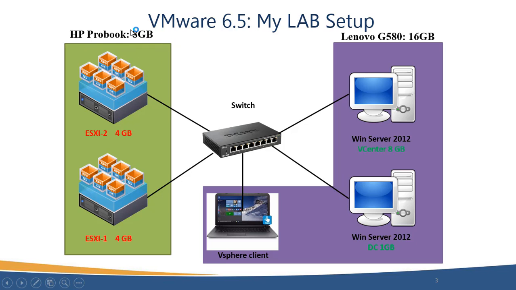So as you see here, in this laptop, the HP ProBook, I will install VMware Workstation, and inside the VMware Workstation, I will create two virtual machines. The first one is used to install ESXi 1, the second one ESXi number 2. And of course, if you have more RAM and you want to practice more situations, you can add ESXi number 3, ESXi number 4, etc. But the minimum is to have at least two ESXi.